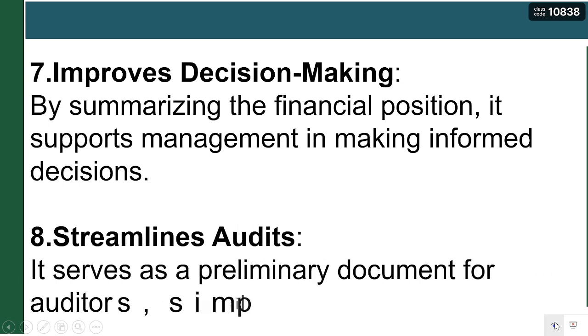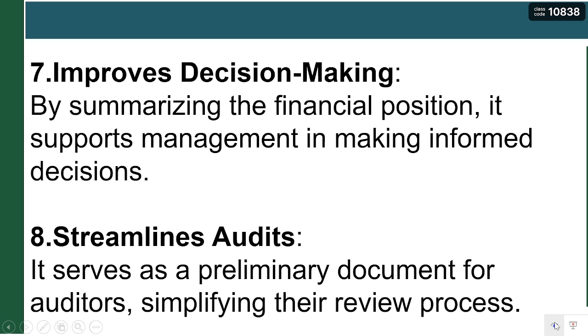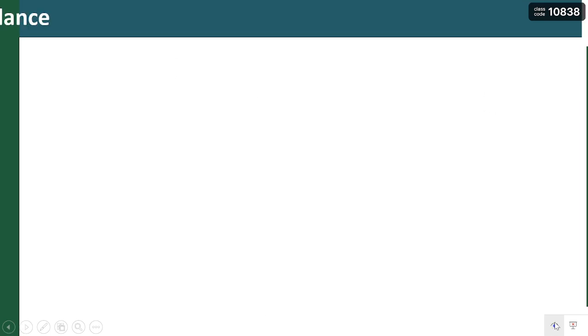Number 8, the trial balance streamlines audits. It serves as a preliminary document for auditors, simplifying their review process. The auditors follow the whole accounting cycle, and the trial balance is part of the accounting cycle. By checking the trial balance, they can easily trace whether there was any misappropriation of accounts, which takes them back to the ledgers and the journals.